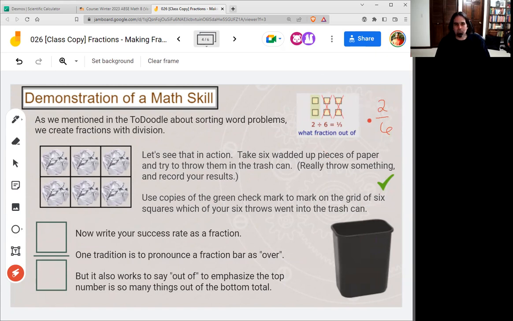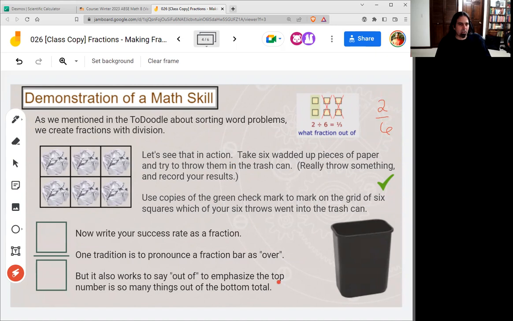You can think of lots of little stories where there are 6 things total, and 2 of them are special, the ones we're caring about, the ones we're counting right now. It doesn't mean we've gotten rid of the other 4. They're still there. They're just not the ones that we're counting on the top of the fraction.